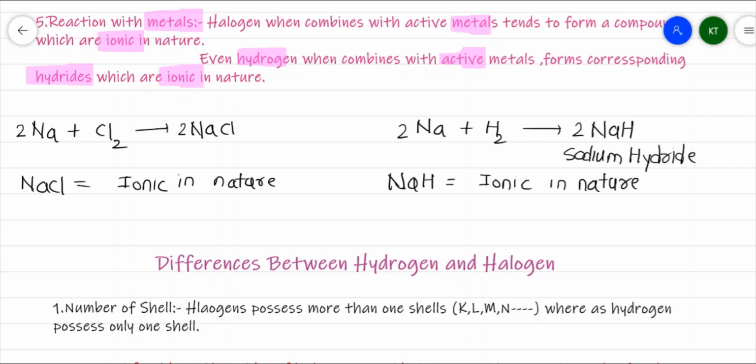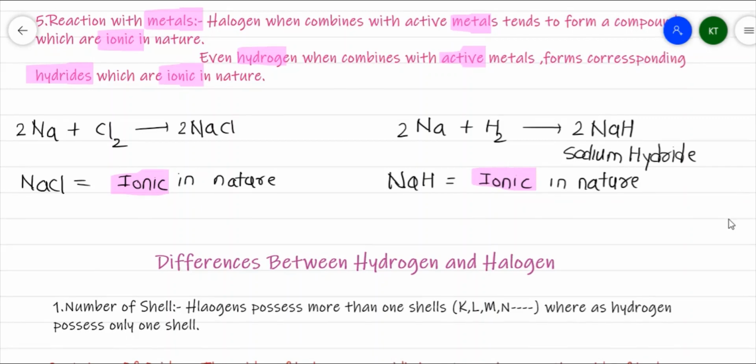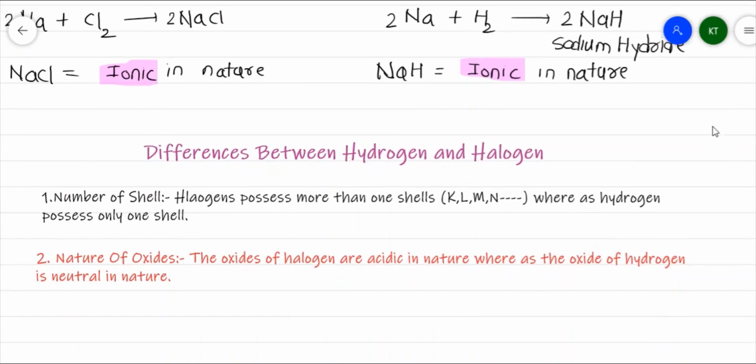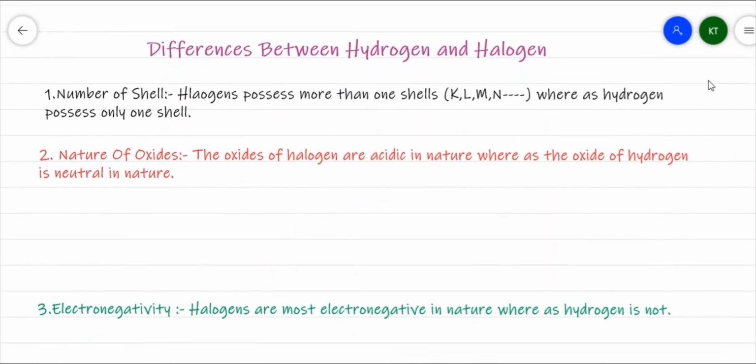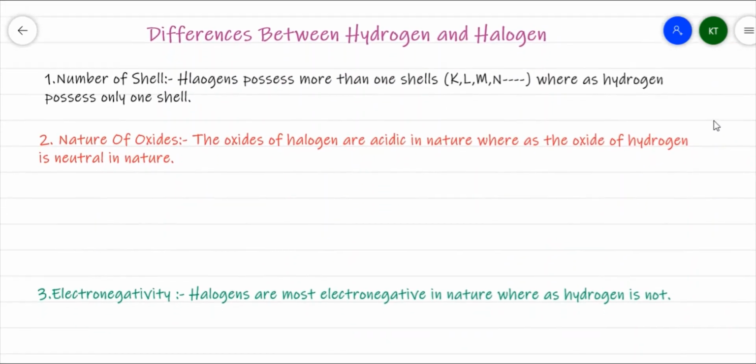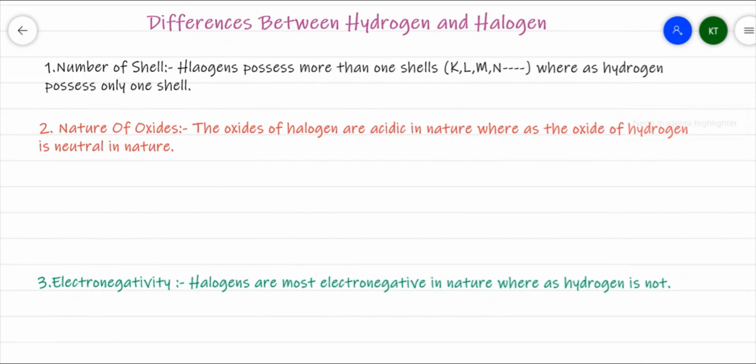So as an active metal combines with halogen, the compound formed is ionic. Hydrogen also combines with those active metals to give an ionic compound. So these were the points of similarity present between hydrogen and halogen. Now let us focus on the points of difference between hydrogen and halogen.